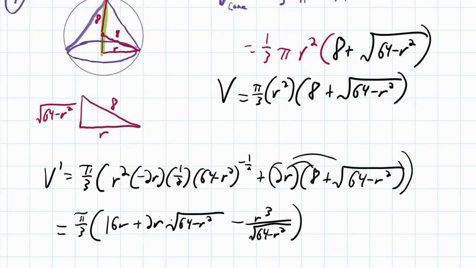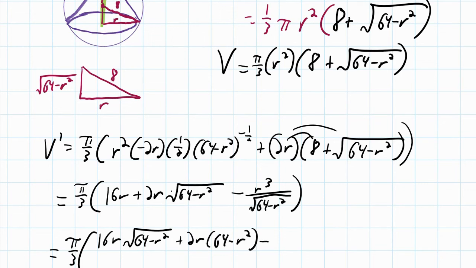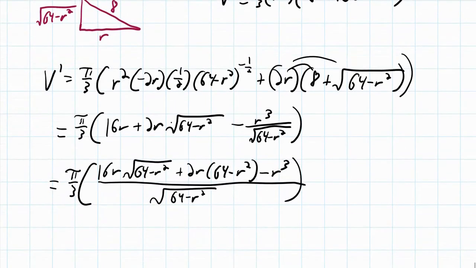Next little bit is we have to clean this up with a lot of algebra. We need to add this with the least common denominator. So the pi over 3. The least common denominator is going to be that root 64. So this becomes a 16r root 64 minus r squared plus 2r times 64 minus r squared minus an r cubed over root 64 minus r squared. That's your strategy to figure out how these things go when you have these big, long expressions.